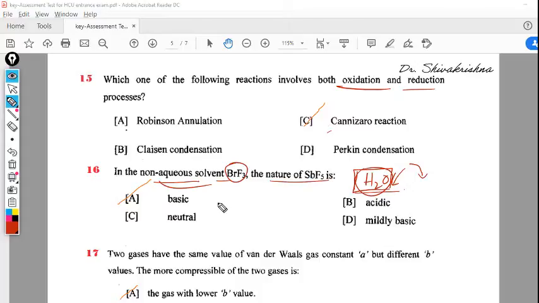The same thing: if you use BrF3 as a solvent and SbF5 is dissolved in that, it is going to become SbF6 minus plus BrF2 plus. So wherever the F minus ion absorber, the anion absorber, is said to be a base. The anion donor is said to be an acid. So SbF5 is a base.